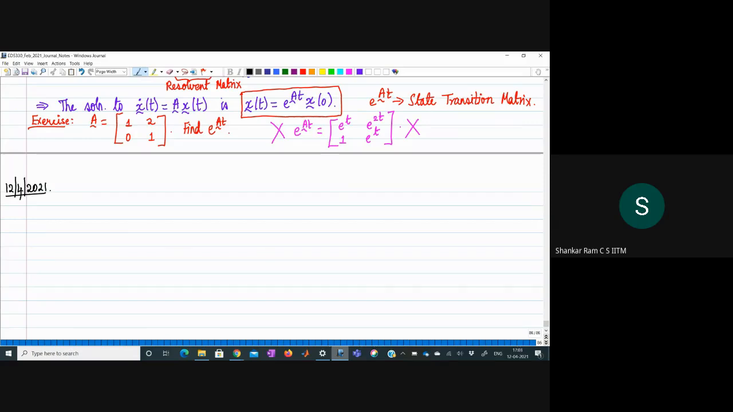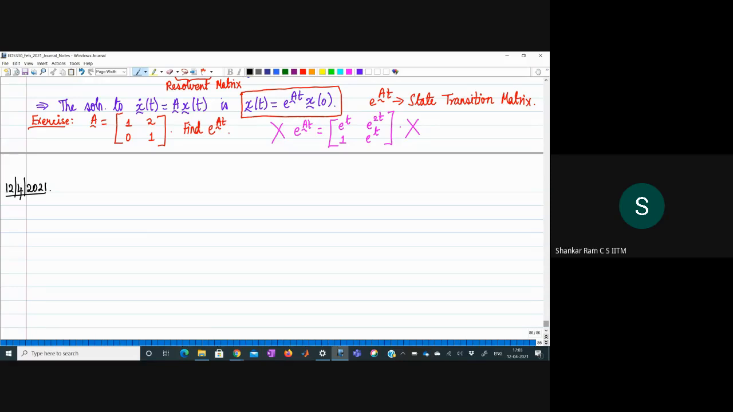A quick recap of where we were. We started looking at the state space representation. We looked at the state equation and the measurement equation. Then, in the previous session, we were looking at the solution of ordinary differential equations.